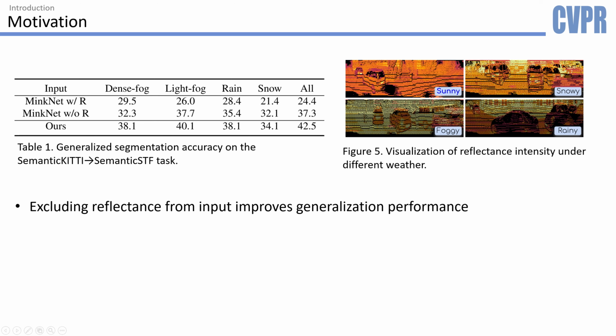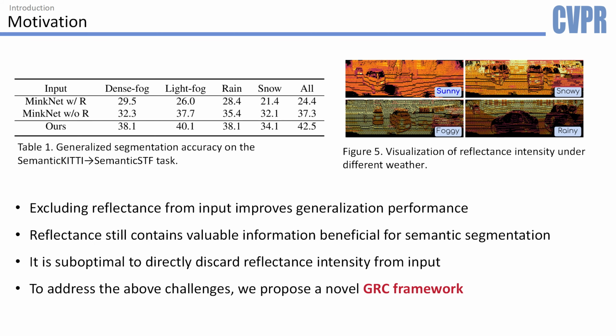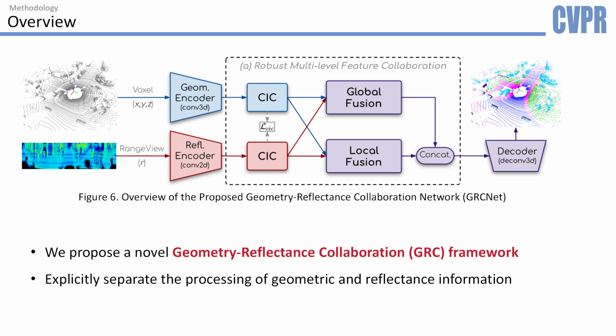However, as shown in visualization examples, reflectance still contains valuable semantic clues, like the shapes of cars and roads can be recognizable even under snow, fog, and rain. Thus, directly discarding reflectance is suboptimal. In order to make full use of these two kinds of information, we propose our solution, GRCNet, the Geometry Reflectance Collaboration Network. First, we explicitly separate the feature extraction for geometry and reflectance, using 2 specialized encoders.